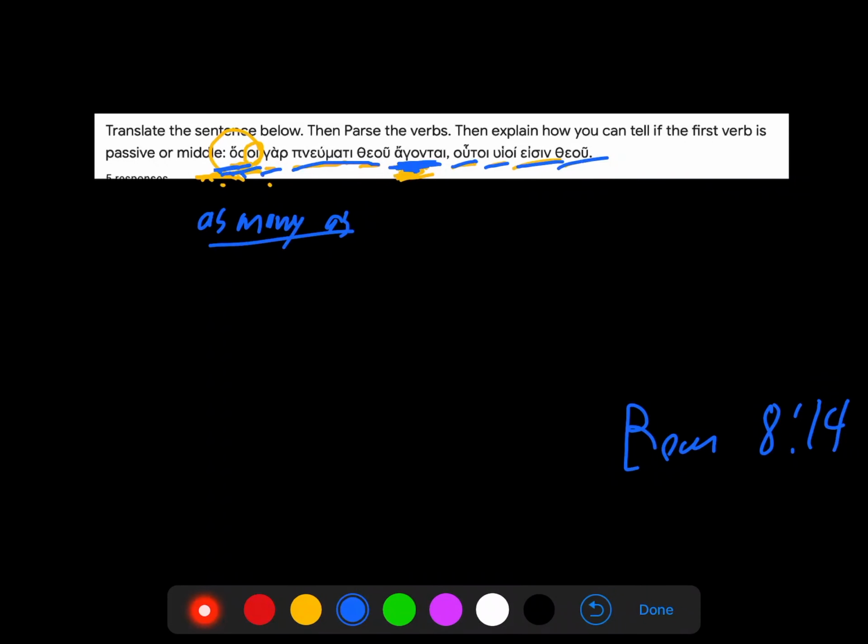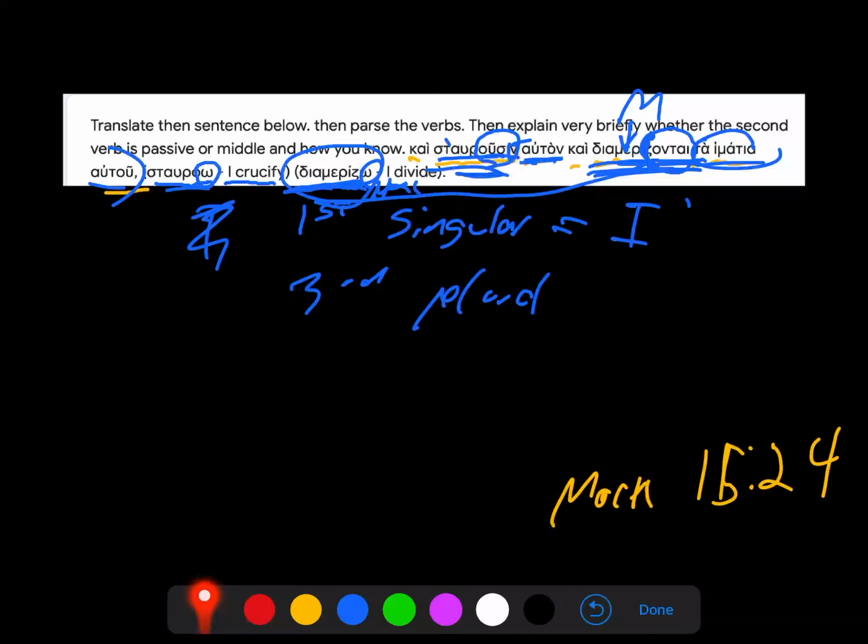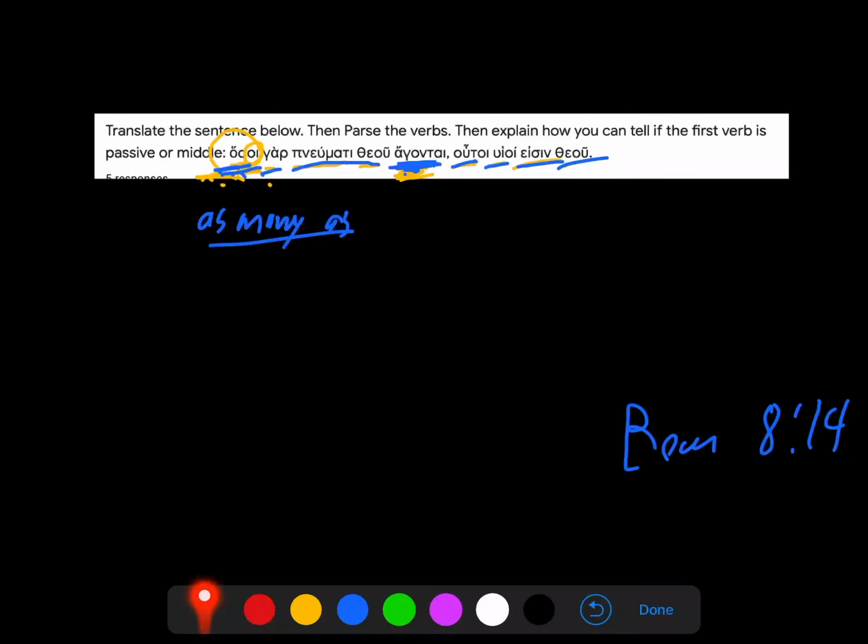Are we going to take this agontai here as middle, such that "as many as" would have some role in performing the action, but that action would be coming back to them, as in this sentence right here, with that verb in the middle? Or is this going to be purely a passive sense, where the "as many as" are not doing the action at all? And the answer is it's going to be passive, because notice what we have here. Context tells us, as many as are led by God.